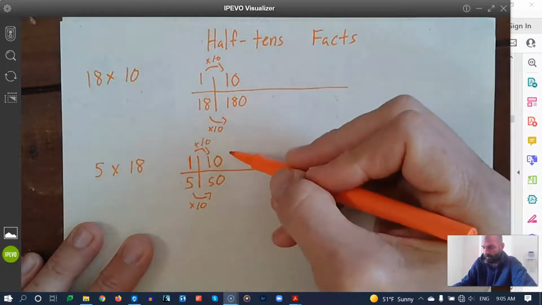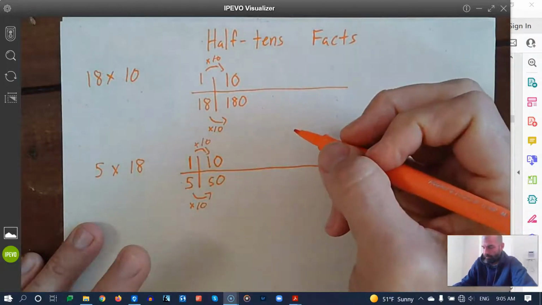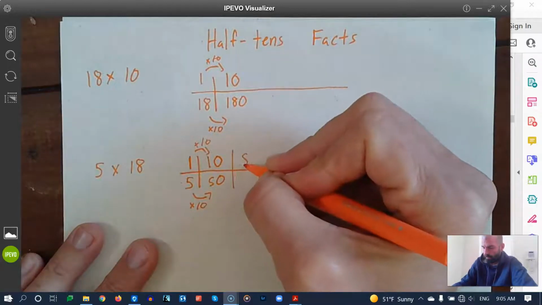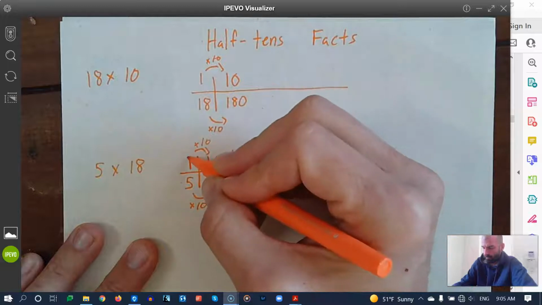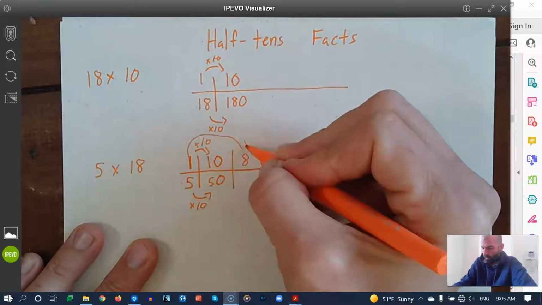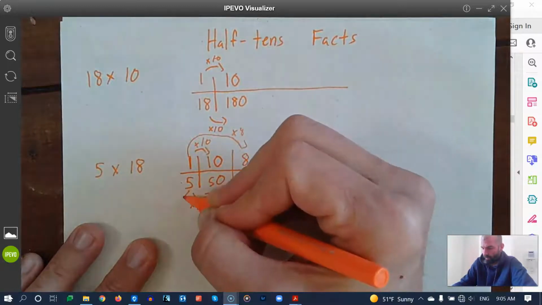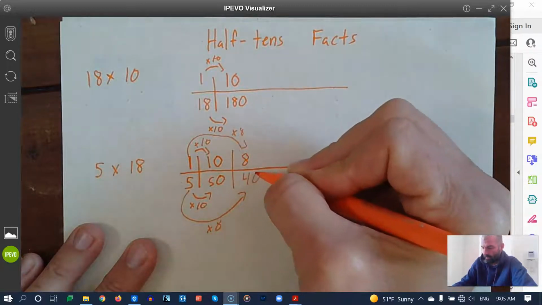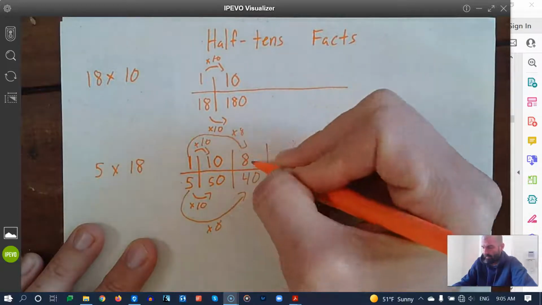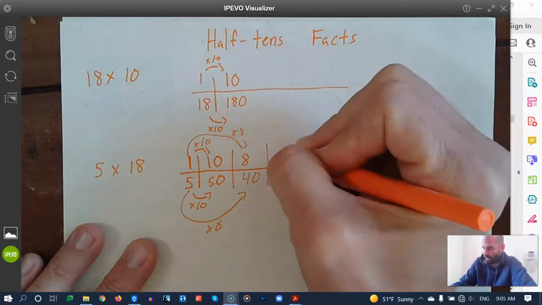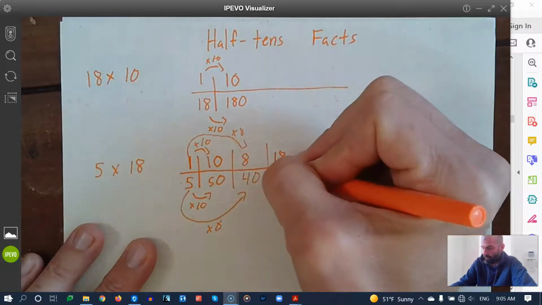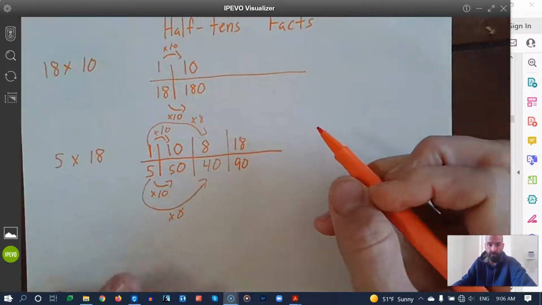Now I need to figure out, I need to do 8 more. I guess I could just do 8, right? Because that's just times 8 here. So I would times my 5 by 8 to get to 40. And now I would just add these two together. 10 plus 8 is 18. And 50 plus 40 is 90. So that's one way you could have done it.